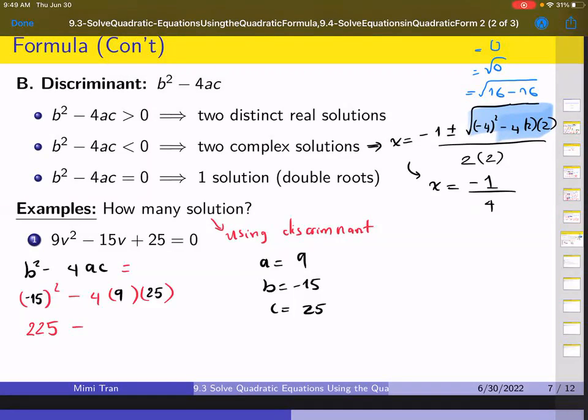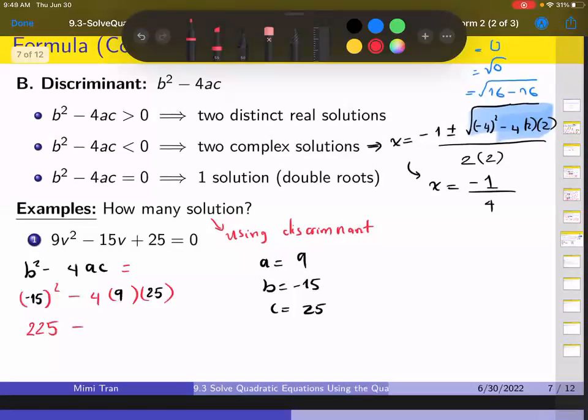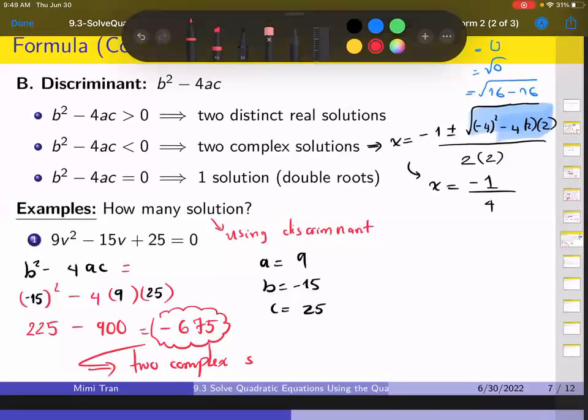What are you going to have? So that means, what does this imply? Your answer should be what? How many solutions do you have? Two complex solutions. Yeah, thank you. Two complex solutions. That's your final answer.